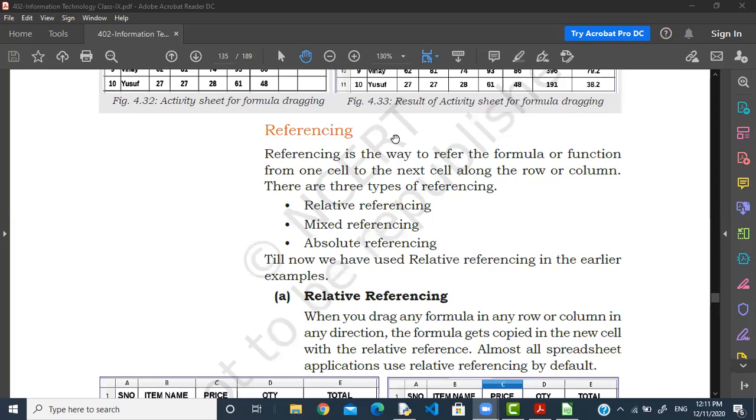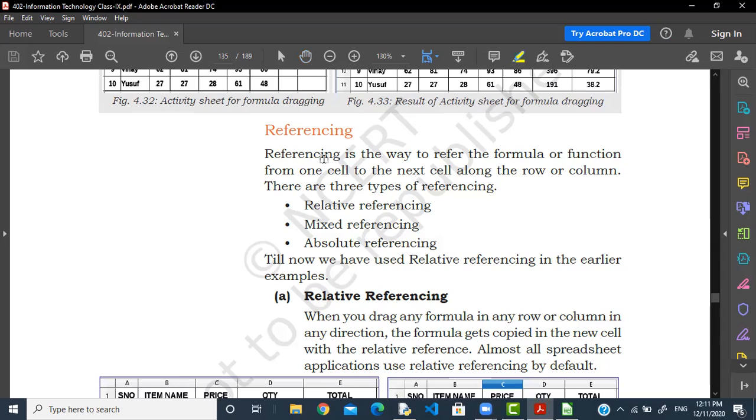So today we are going to talk in detail about what referencing is and what the different types of referencing are. As I told you last time also, referencing is the way to refer a formula or function from one cell to the next cell along the row or column.